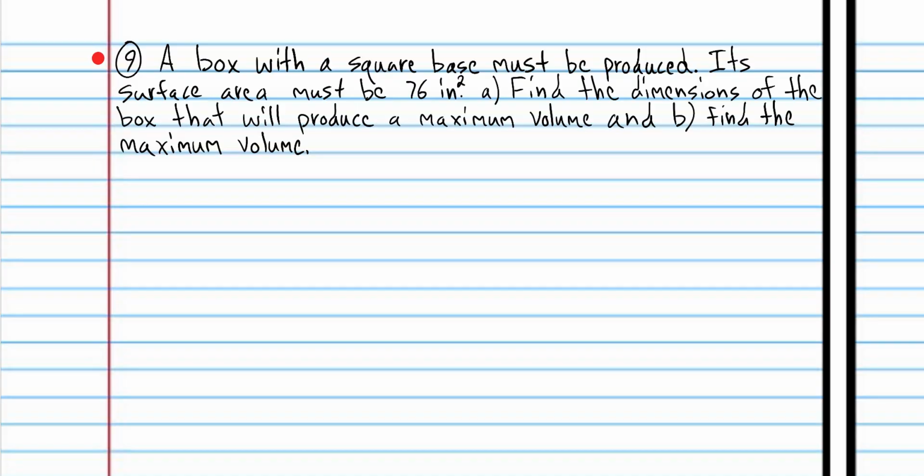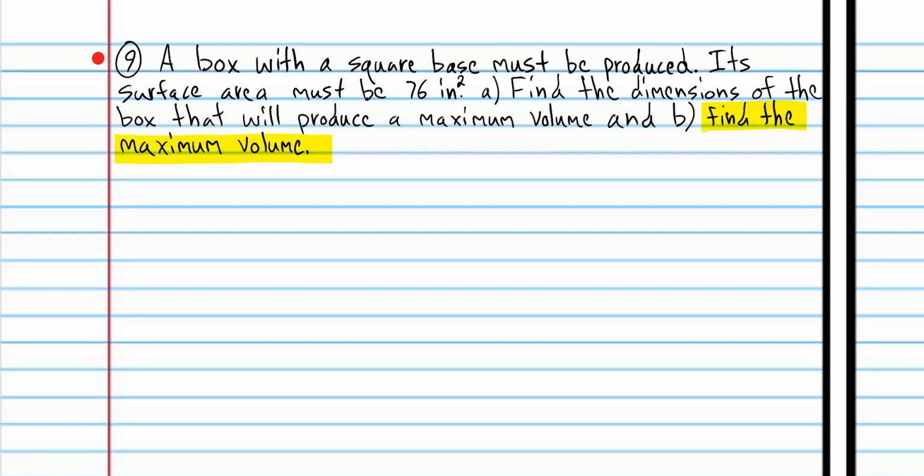But it says here a box with a square base must be produced. Its surface area must be 76 square inches. So now we're given the surface area, not the volume. Find the dimensions of the box that will produce a maximum volume. So again, we're maximizing volume, not surface area.